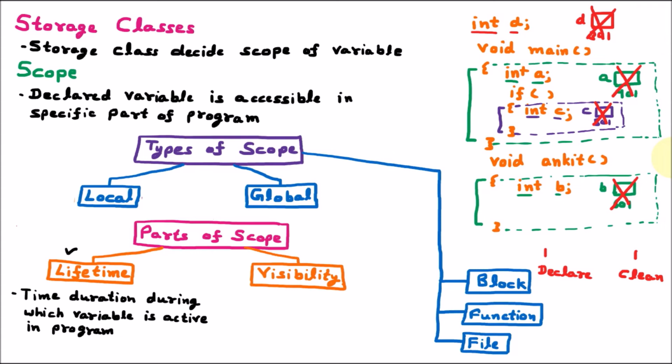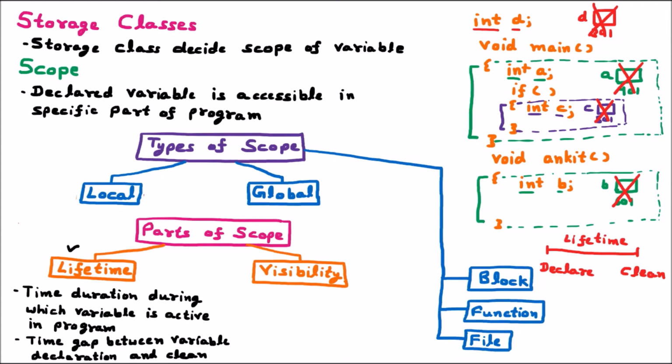So from declaration till the cleaning of the variable, that means from the allocation of memory till the deallocation of memory, we have one time duration which is called the lifetime. Whenever the variable was declared and when the variable was cleaned, that time gap is called the lifetime. Every variable has its own lifetime, because when b was created and b was destroyed, in between there is a lifetime of b.